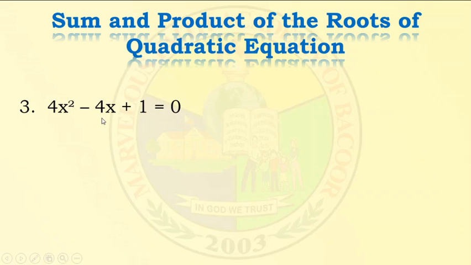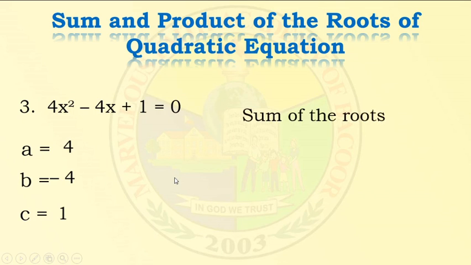Okay, so siya ay naka-standard form na naman. So, identify lang natin yung value ng a, b, and c. Okay, so we have a equals to 4, and b equals to negative 4 kasi meron tayong minus, and c is equals to 1. Okay, and then next, so for the sum of the roots, we're going to substitute only the given value, negative b over a. Okay, so ang value ng b natin dito ay negative 4. Okay, at ang value ng a natin ay 4.